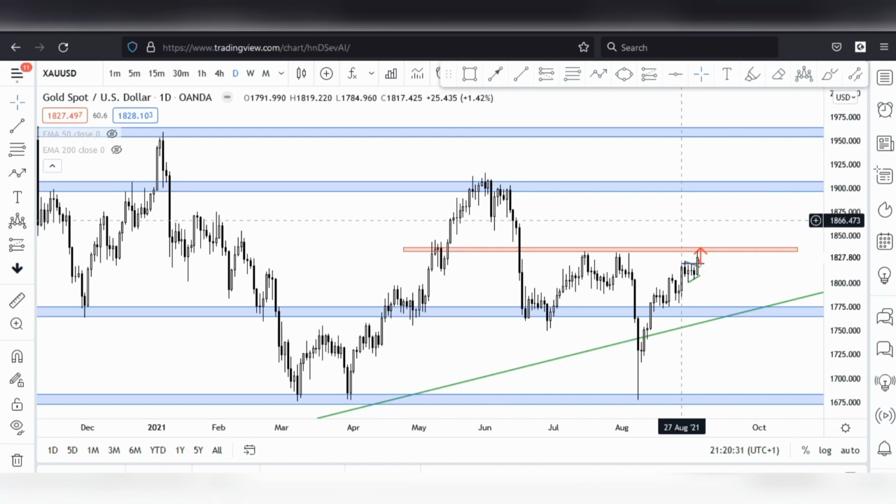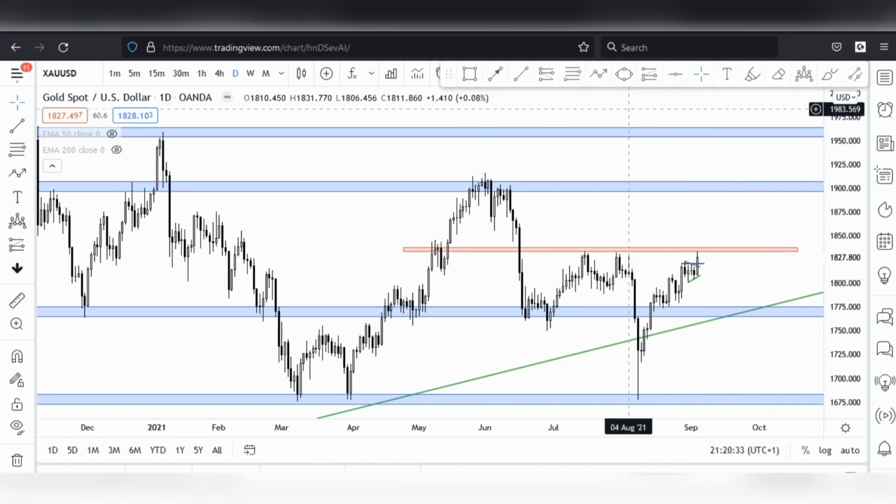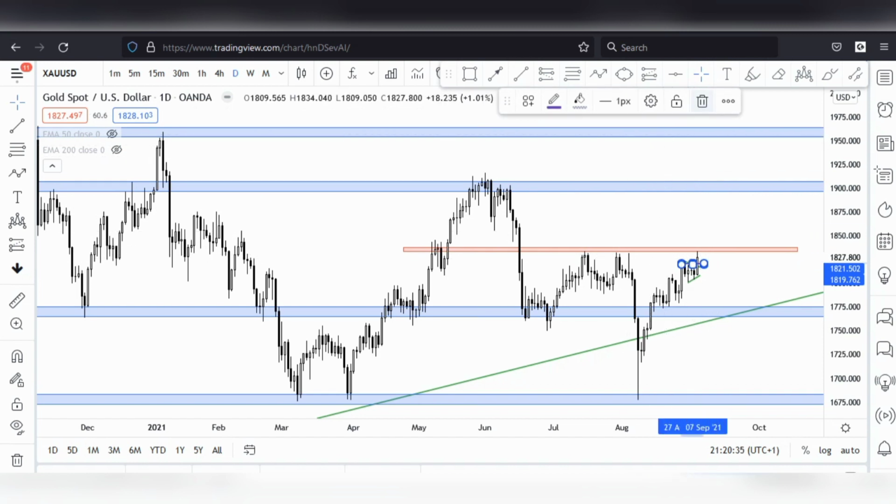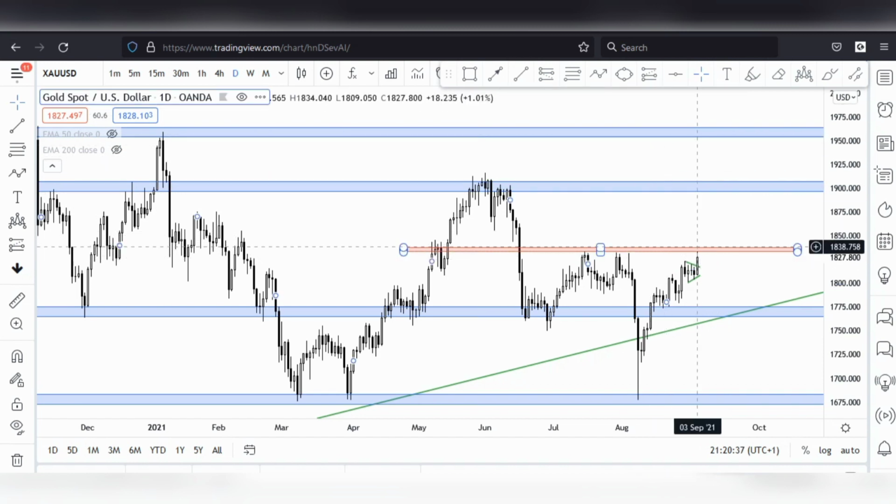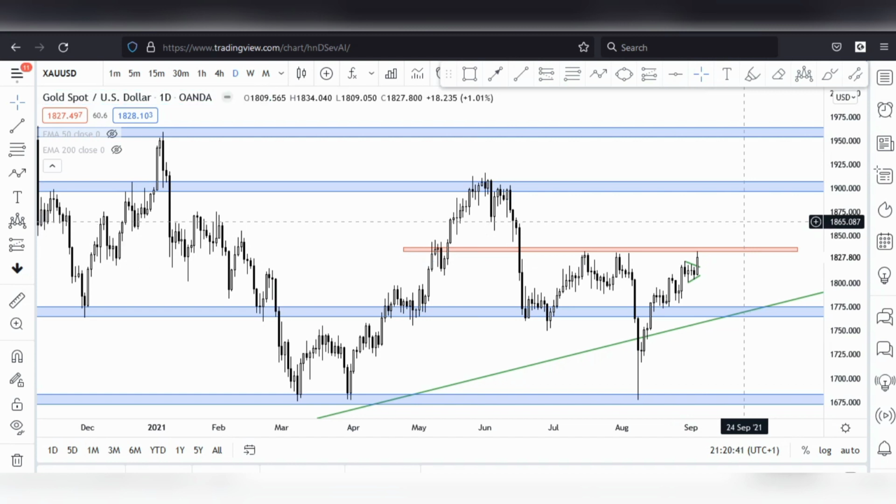So this is basically my analysis for the four major pairs for the upcoming week. Remember that Forex is a game of probabilities. Anything can happen, and price can go either way. So you have to be prepared. You have to make sure that you have very good risk management, and always ensure you take money from the market when the market gives you the opportunity to.